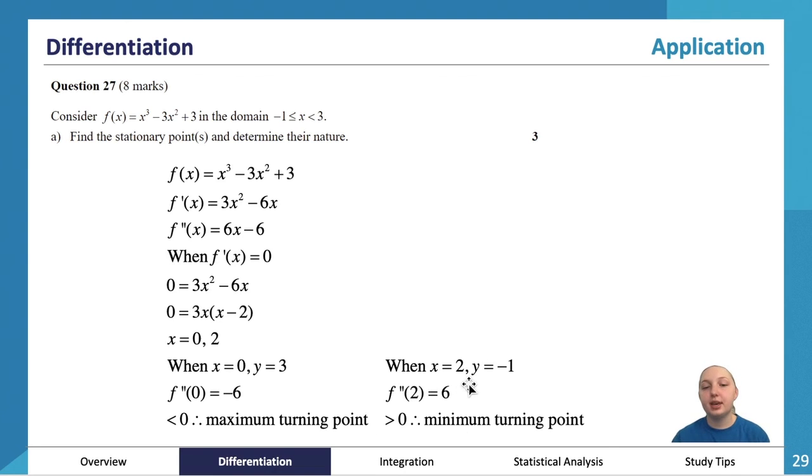Doing the same thing with x = 2, we pop x = 2 back into our original equation, and you'll get y is equal to -1. Substituting 2 into our second derivative here, we're going to get f''(2) is equal to 6. And because that is greater than 0, this is going to be a minimum turning point. Okay, that's all you really need to do there.